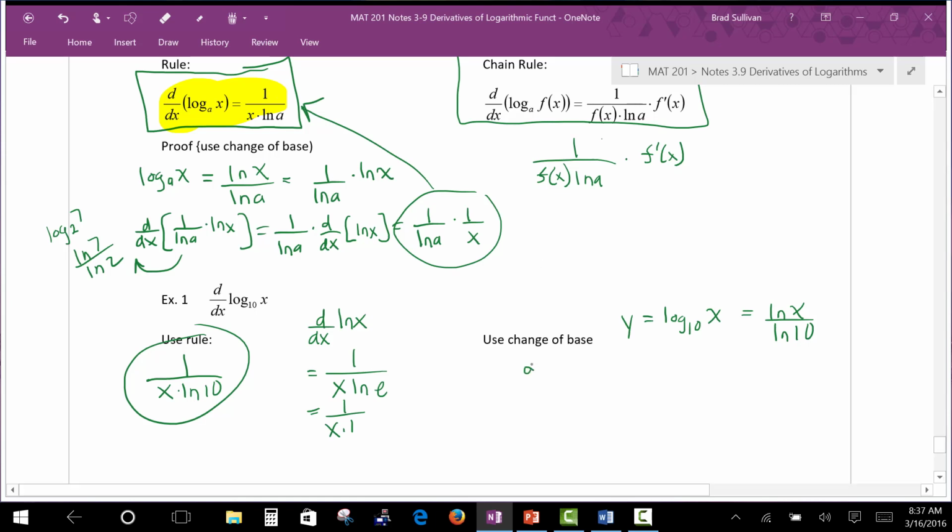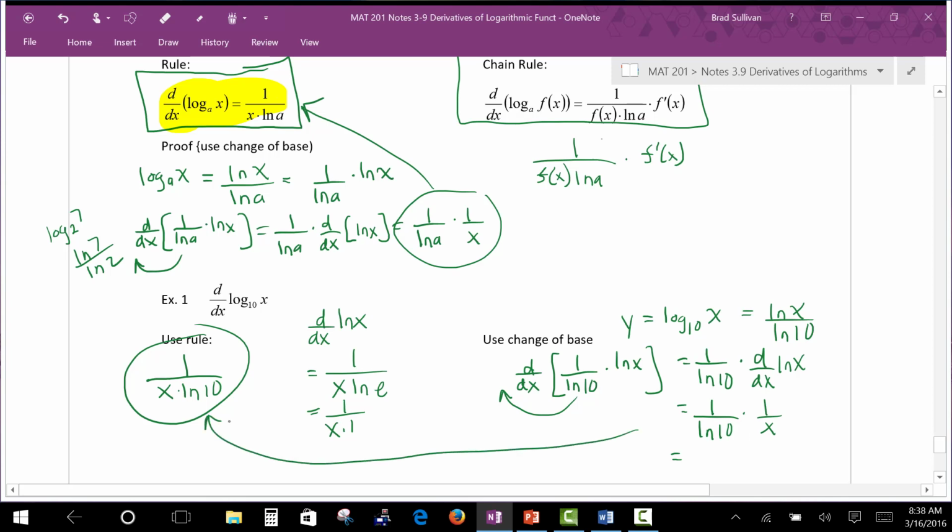Now, if I want to do the derivative of this, I'm really looking at this as 1 over ln 10 times ln of x. I write it that way because isn't 1 over ln 10 just a constant? Okay, so it can come out of the derivative. So that would be 1 over ln 10 times the derivative of ln x. But what is the derivative of ln x? It's 1 over x. So you have 1 over ln 10 times 1 over x. Well, that's going to give you the same thing anyway.